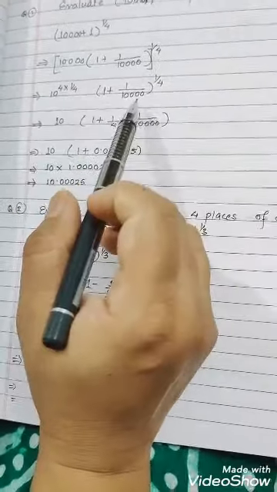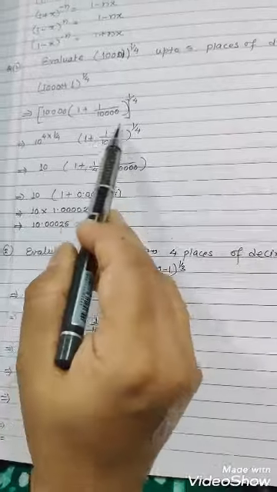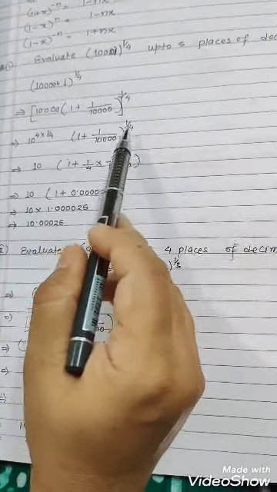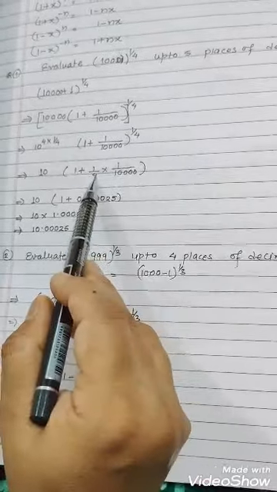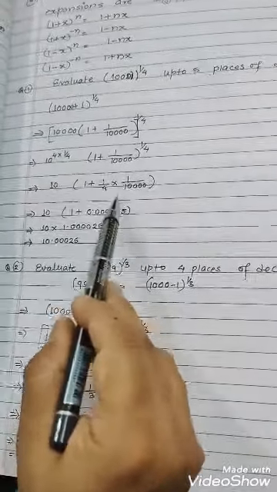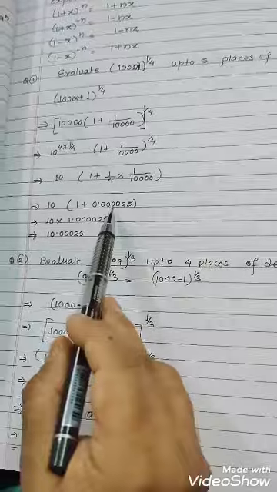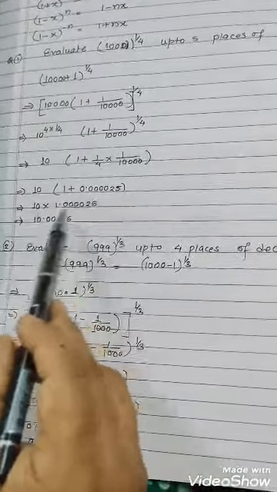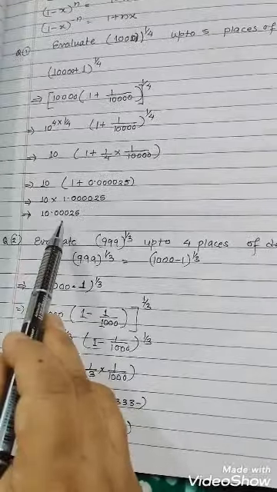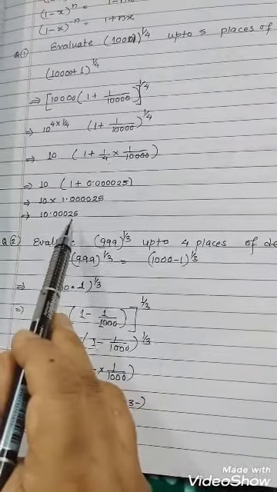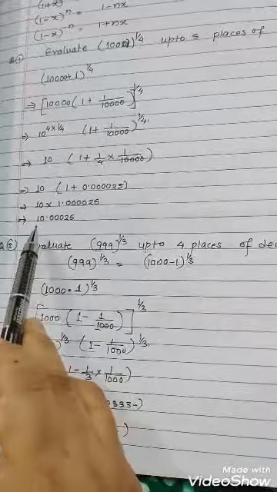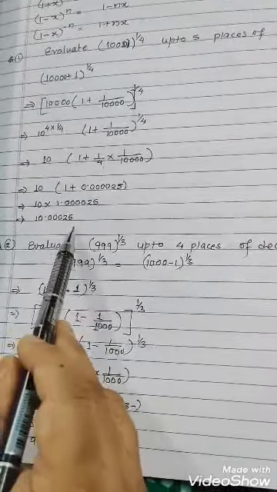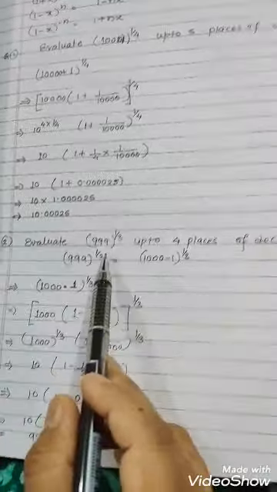And as you know, the second term here is very much less than 1, so simply 1 upon 4 we will multiply in the second term, so it will come 0.000025. If you add it and multiply it, you will get this. So up to 5 places of decimal you will get this answer, 10.00025.